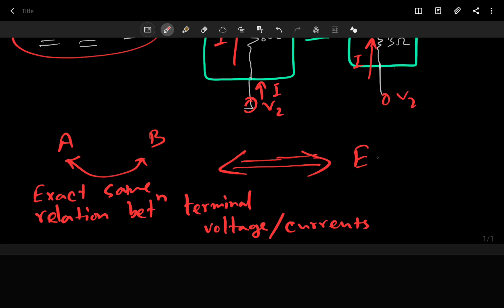So circuit A and circuit B are equivalent, and in any circuit where you can find that combination, you can swap them out with its equivalent circuit. That's what it means to be equivalent. So let's try it out with a parallel connection as well.